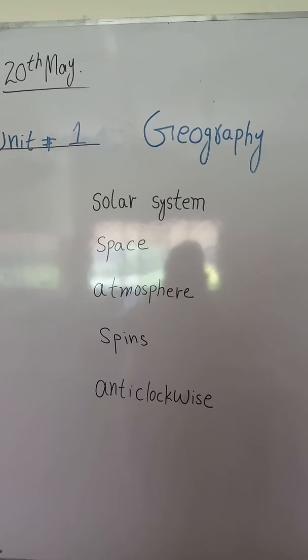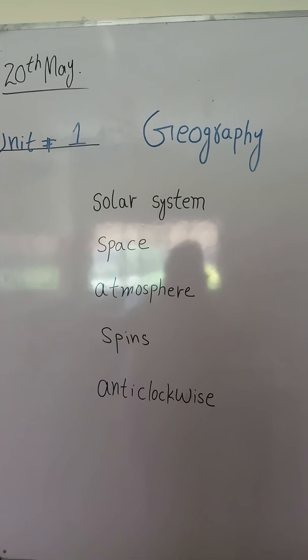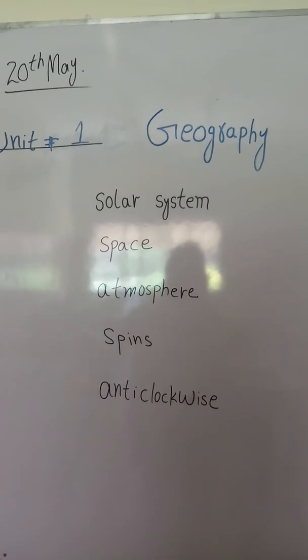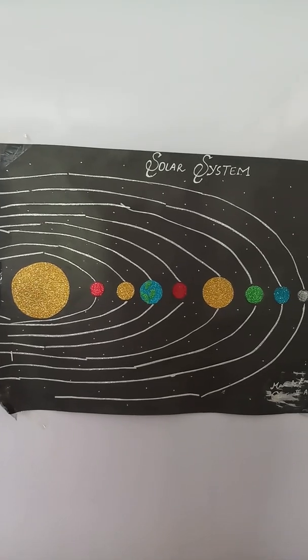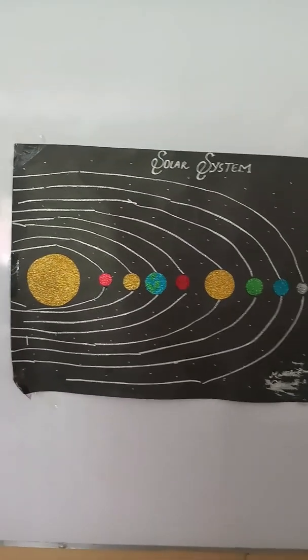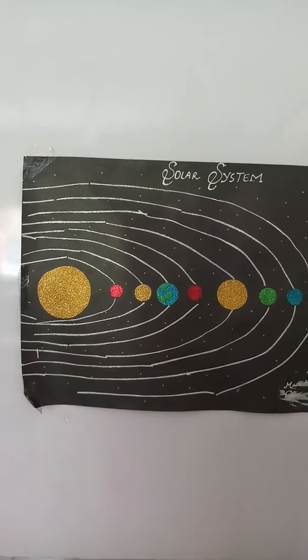I will explain these terms for you. The first one is solar system and the second one is space. So this is a solar system. You can see here is one sun.